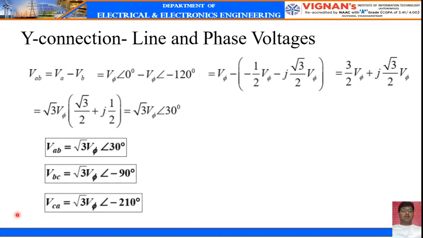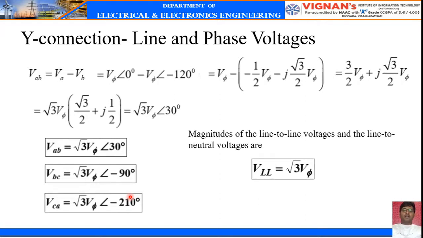Similarly, you will get VCA with the same magnitude, root 3 V phi, at an angle minus 90 minus 120. What is minus 90 minus 120? It is minus 210 degrees. So these are the three line voltages. They have a magnitude of root 3 times the phase voltages, and these are the angles subtended by the corresponding voltages. Clear? So the relation between line voltage and phase voltage in a three-phase star connection is VLL, the line voltage, equals root 3 times the phase voltage.